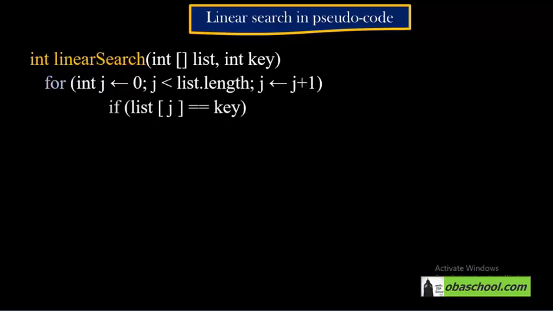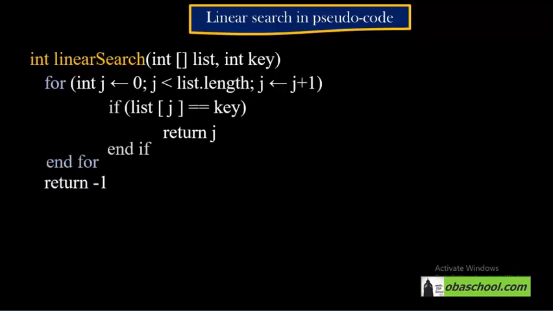Then we will have if list j equal key. That means that equals the number we are looking for. We will have return j. That means return the index number of the box. Then we have end if. So we have to close the if after we finish the code inside of it. Then we have end for, so we close the for loop.